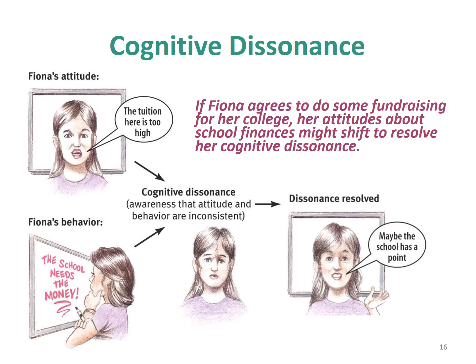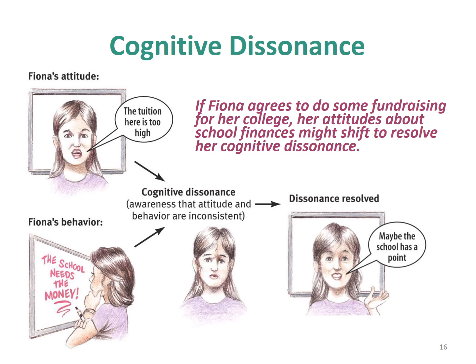So the last example of cognitive dissonance is Fiona, a college student. Now, her attitude is that the tuition at the college is way too high. That's her original attitude. Now, if Fiona agrees to do some fundraising for her college, her attitudes about school finances might shift to resolve this cognitive dissonance. So they ask Fiona to go out there to these new students and make a speech about how they need to contribute because they need to offset the cost of tuition. The school needs more money. You really need to help the school out.